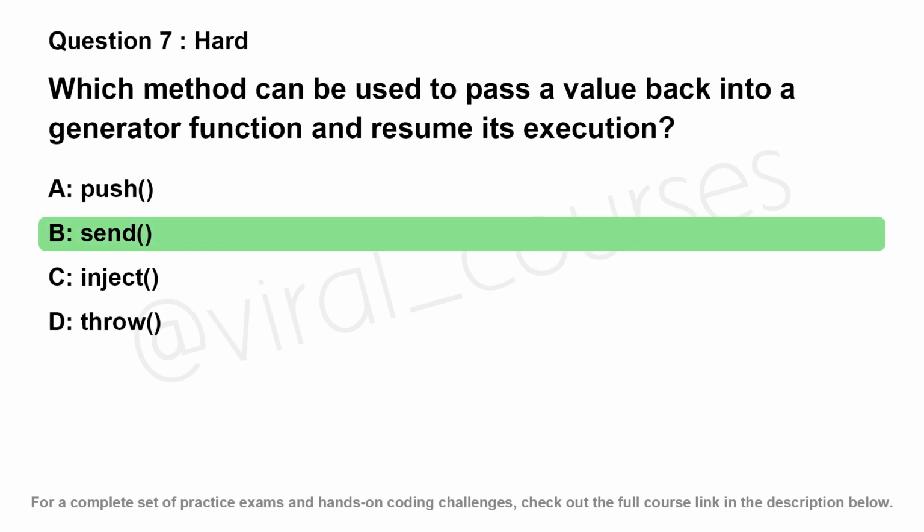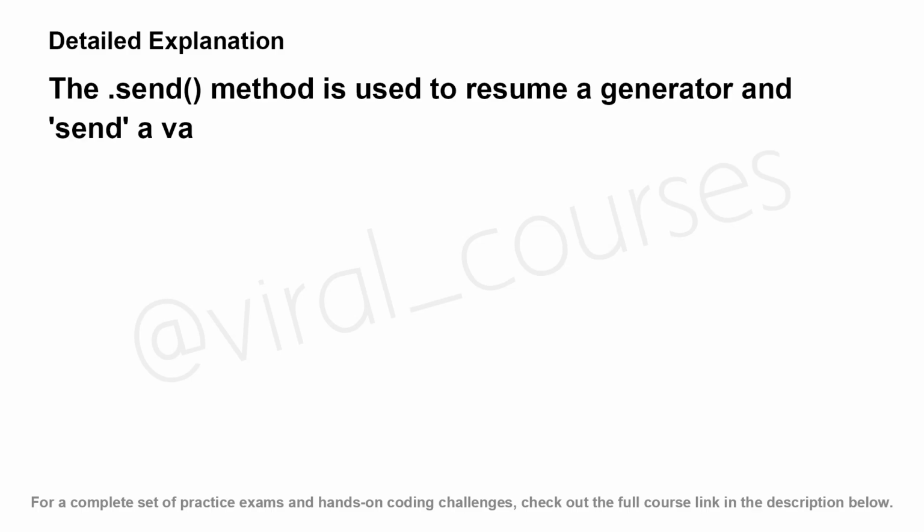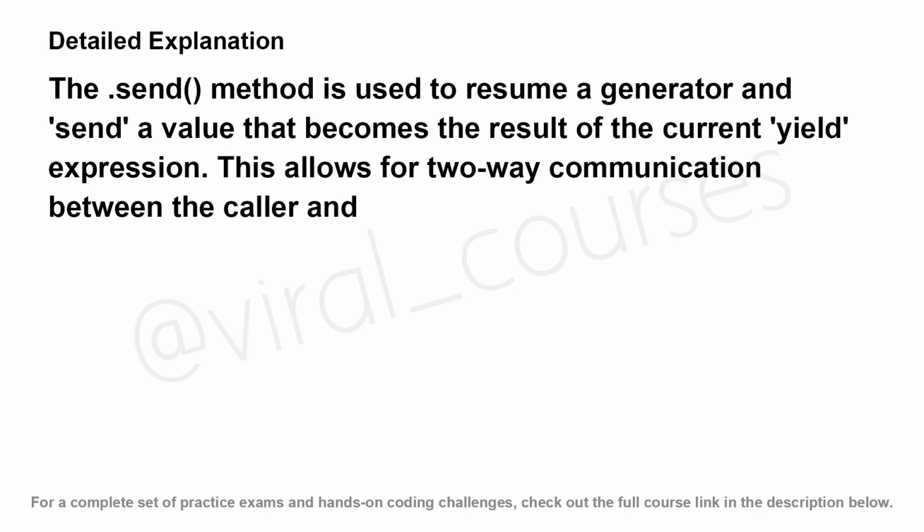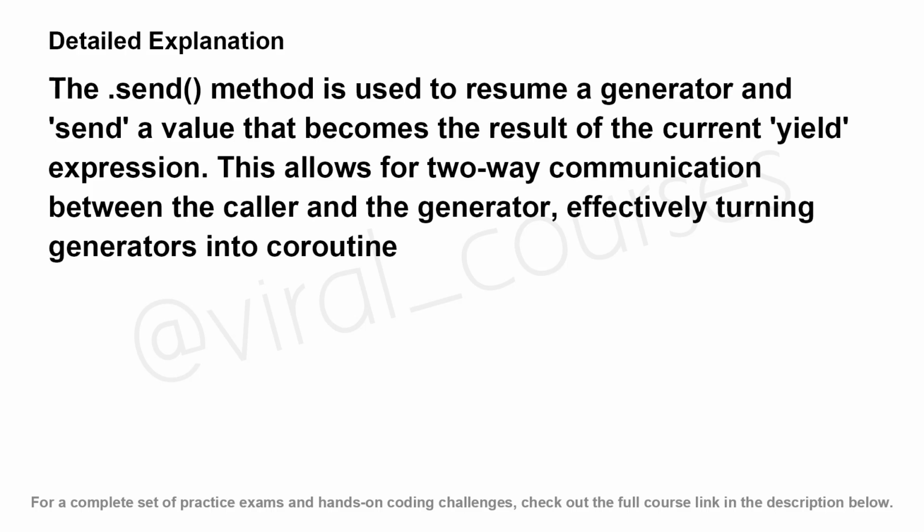The correct answer is B. The send method is used to resume a generator and send a value that becomes the result of the current yield expression. This allows for two-way communication between the caller and the generator, effectively turning generators into coroutines.